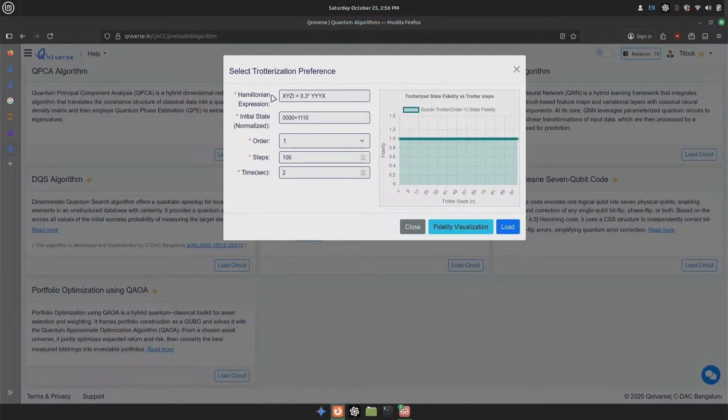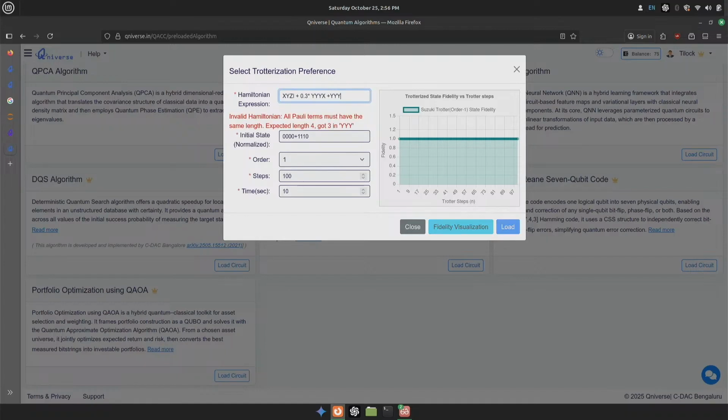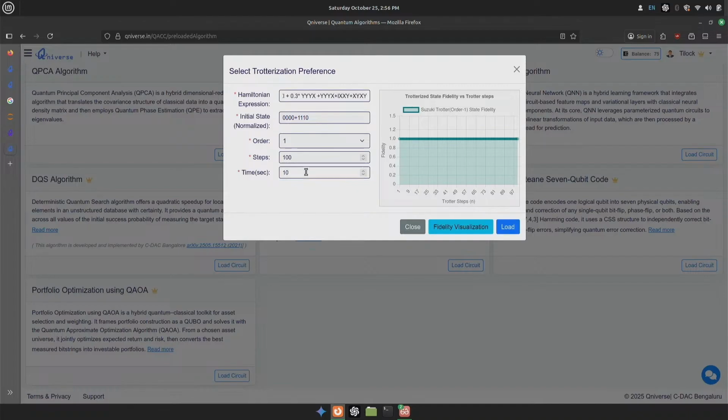As I said, my Hamiltonian expression was very easy. If I incorporate, let's say, 10 seconds, I'll get the fidelity visualization curve. It will take a bit of time, I guess, because I have increased the time by a lot. It's still coming the same. Okay, maybe let me go a bit more complex: Y, Y, X, I, X, X, Y, I, X, Y, X, Y, X, Y.